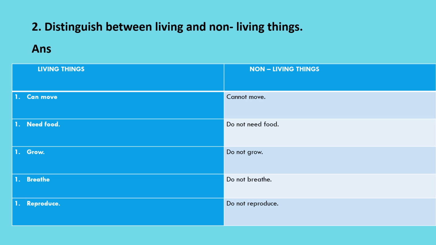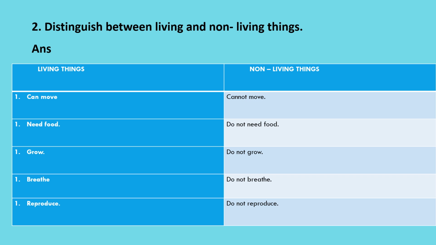Second point is related with food. Living things need food, and non-living things do not need food. Children, all the living organisms need food to get energy. Energy is the ability to do work. All living organisms do some work or the other, and to do that work we need energy, and that energy is obtained from food.